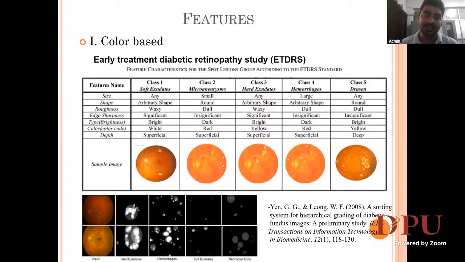Say, for example, you are dealing with diabetic retinopathy. Diabetic retinopathy can be of different types. It can be soft exudate, it can be microcalcification, it can be hard exudate, it can be hemorrhage, etc. So the shape is different, size is different, roughness is different, the edge sharpness is different. All these things will be different. Color will be different. So looking at the color, you can visually and prominently discriminate whether the patient has hard exudate or soft exudate or microcalcification. So color is a prominent feature.